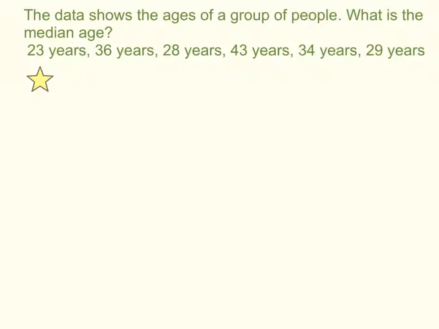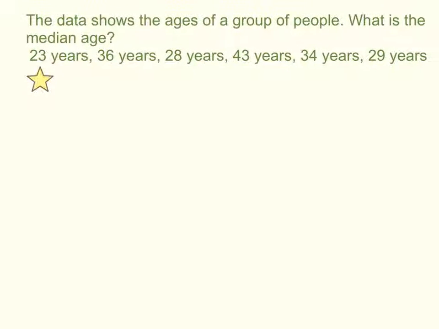Let's try one more example before you practice it on your own. So the data shows the ages of a group of people. What is the median age? 23 years, 36 years, 28 years, 43 years, 34 years, and 29 years. So remember, our star is there to remind us that we first have to order the numbers from least to greatest. When you're writing the numbers in order from least to greatest, you can cross out the numbers on top so that you know if you used it or not.